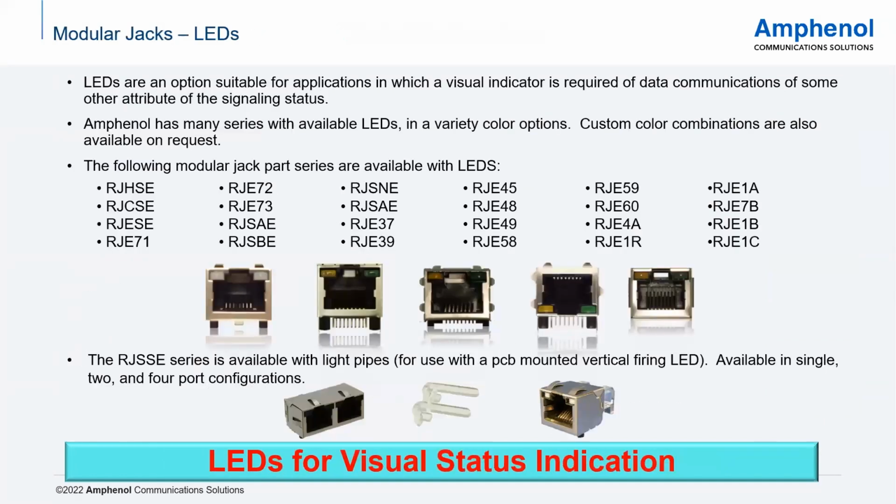When it comes to LEDs, this is a range of standard RJs, right from RJ HSC to RJ E1C. And you can see there are multiple varieties of LEDs that are available. There are multiple combinations available on the left as well as the right. We also have bicolor LEDs, and we also have series with a light pipe where the LEDs are mounted on the PCB, and you want the signal to be on the front of the RJ fascia.